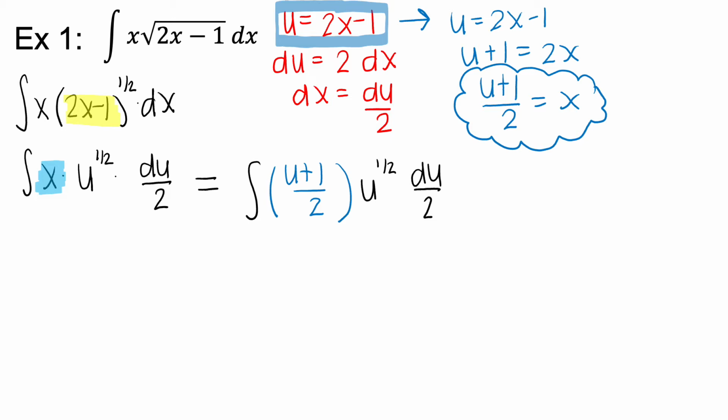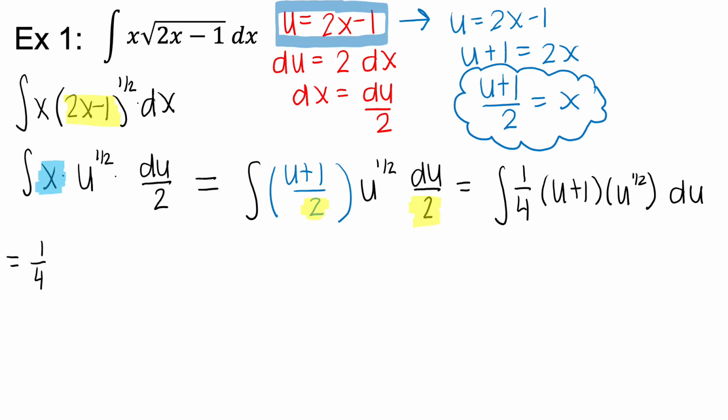So I'm going to try to simplify this before we do any actual integration. So let's start by recognizing that we have a 2 in our denominator here and a 2 in our denominator here. So let's combine them and make them a 1/4. And then we're left with u plus 1 times u to the 1/2 du. So now I'm going to factor that 1/4 out to the front and then distribute the 1/2. So this becomes a 1/4 on the outside.